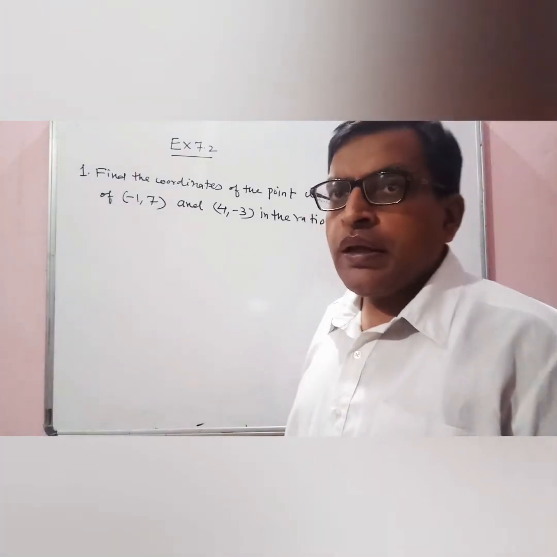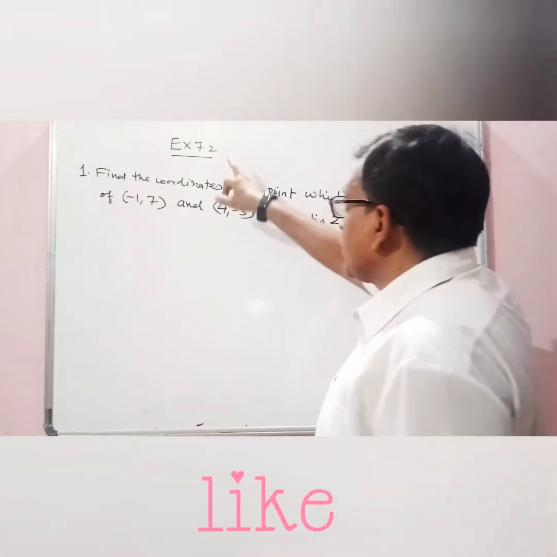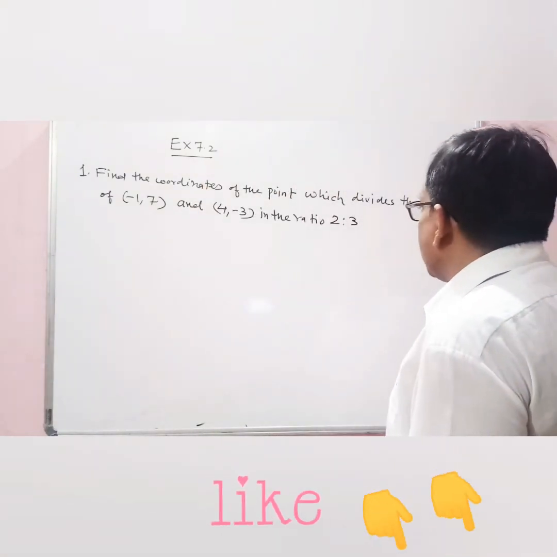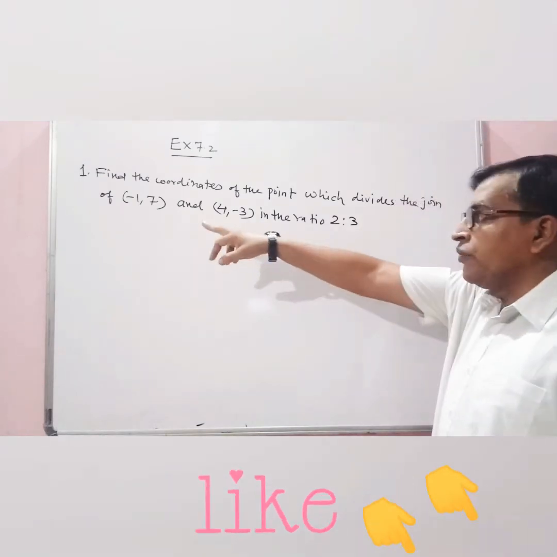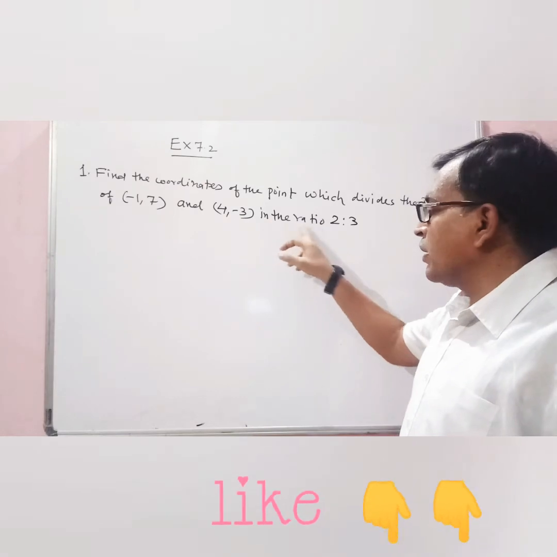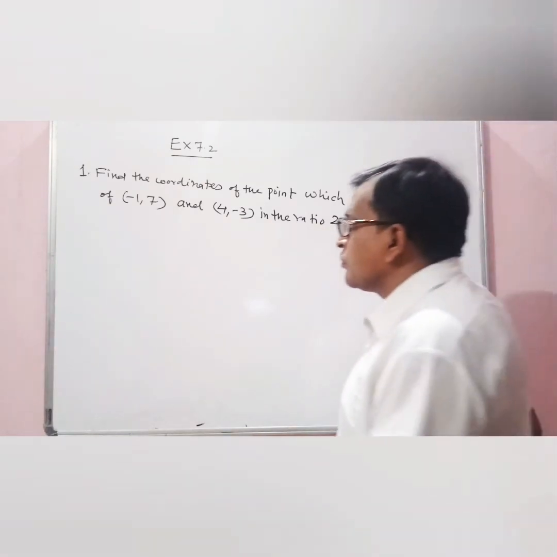Hello student, today I explain exercise 7.2 question number 1. Find the coordinates of the point which divides the join of (-1, 7) and (4, -3) in the ratio 2:3.